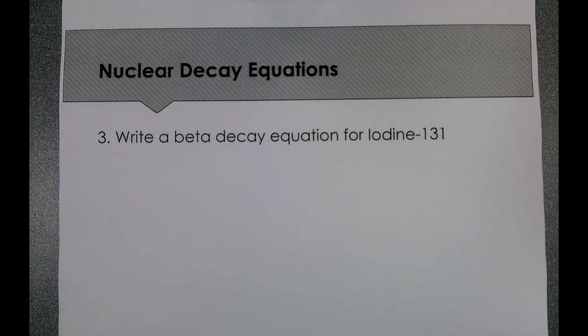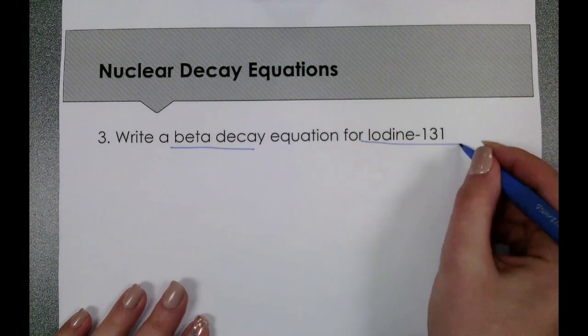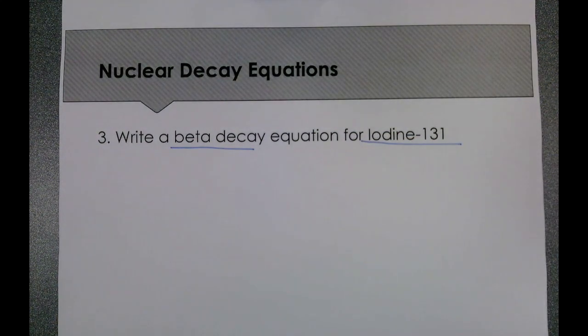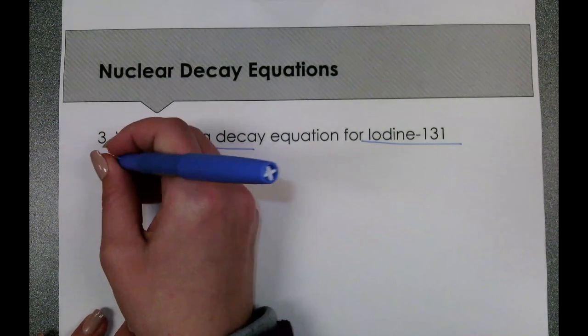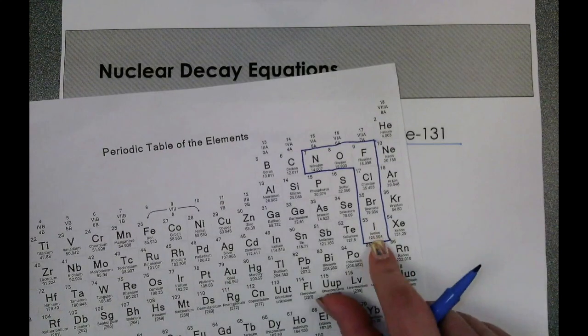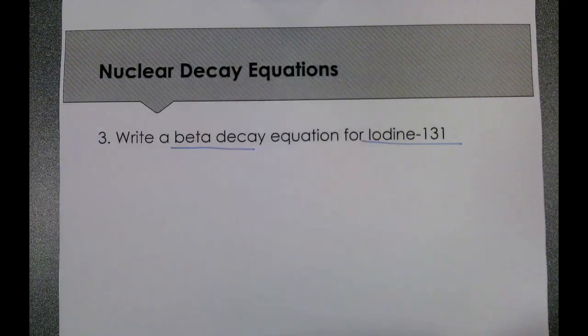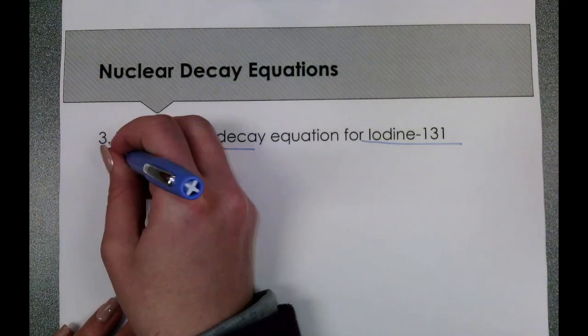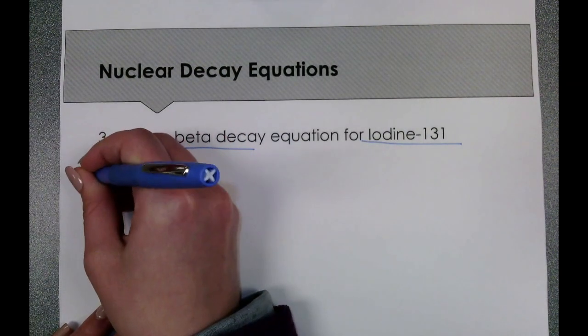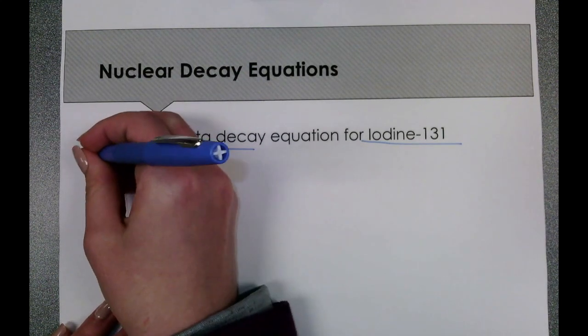Let's look at some beta decay now. This one is beta decay for iodine-131. Again, we're going to start by writing the isotope notation for iodine-131. So iodine, right here, has the symbol I. Its atomic number is 53. So I'd have an I, atomic number 53, and then 131 is the mass number.